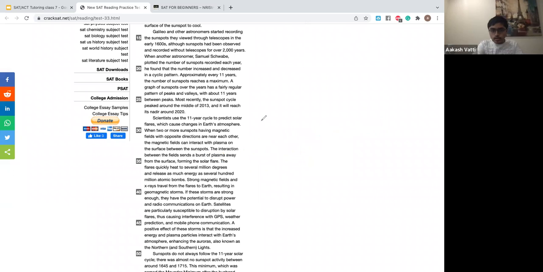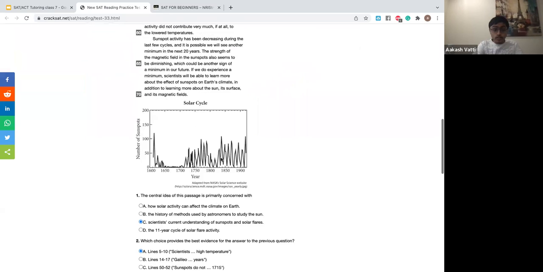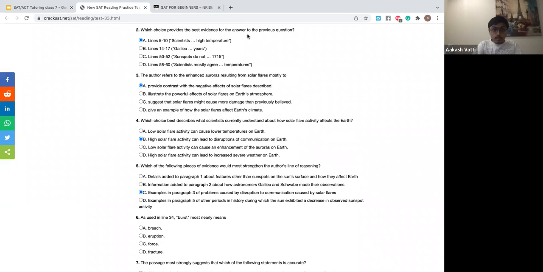So if we go down, our answer should be something similar to that. And look at that, it says eruption right here. It's not breach, because a breach means that you get out of something, and it's not that you launch something somewhere else. Force doesn't work either when you launch something. And fracture means you break, it doesn't mean you launch. Therefore, B is our only answer.